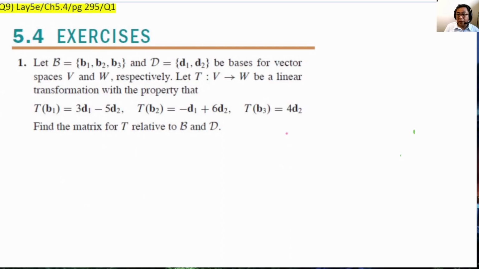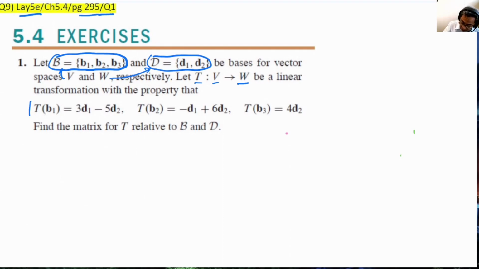This is tutorial 8, question 9 from Lay's 5th edition, page 295, question 1. In this question, we are given B, a basis consisting of 3 vectors, B1, B2, and B3, and D with 2 vectors, D1 and D2. We are told that the transformation goes from an element in V into W, the vector spaces, where V is constructed with basis B and W is constructed with basis D.